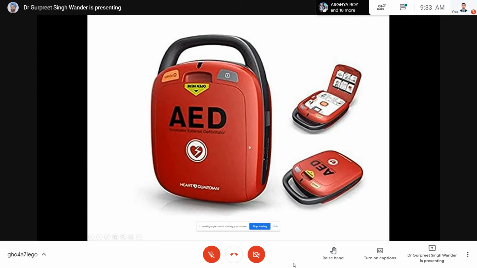You must have seen these at the airports. The general public has to be taught how to use AEDs, because whenever someone drops dead, you have to first feel for the pulse. If the pulse is intact, it means the person could be having a seizure, or some other syncope. No need to panic. If the carotid pulse is not there, and the femoral pulse is not there, it means this person has a proper cardiac arrest, and this person is not going to survive unless a DC shock is given.